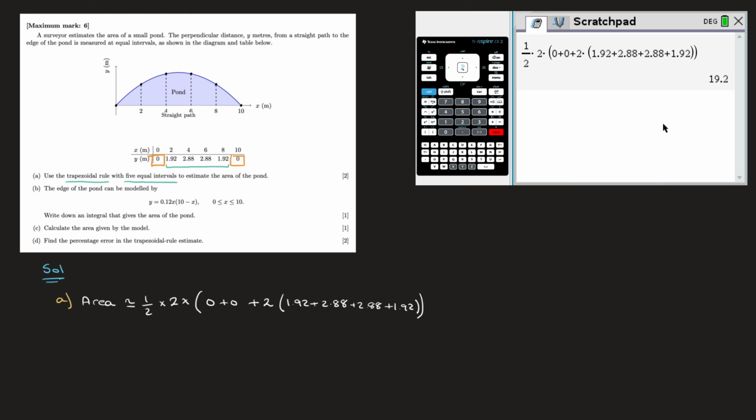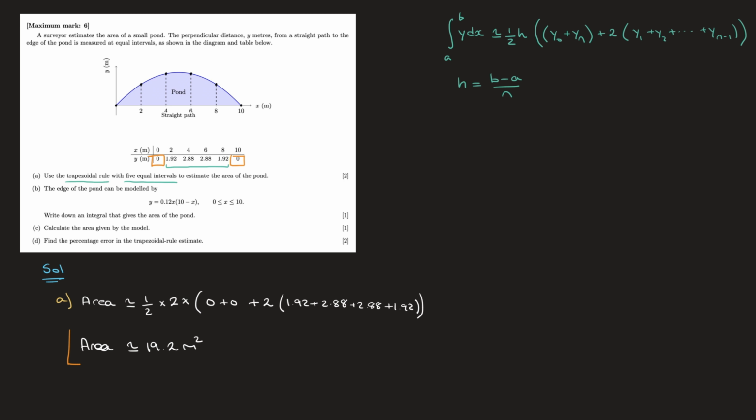And we could be more specific, since the units for the x-axis are in meters and so are the units on the y-axis, that corresponds to 19.2 square meters. So I'll just write that. The area is approximately equal to 19.2 square meters. Done. All right, now that that's done, we move on to question B.